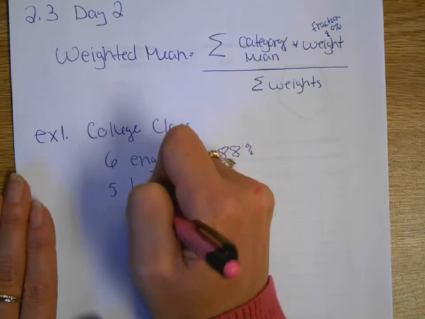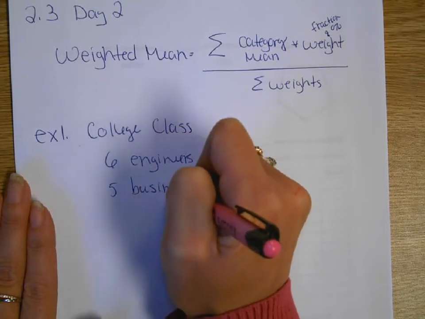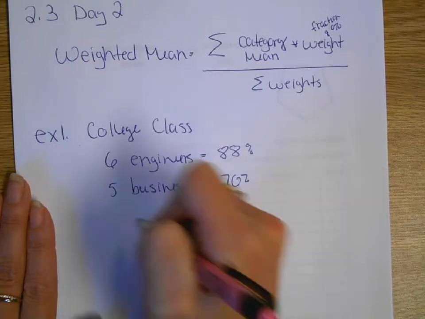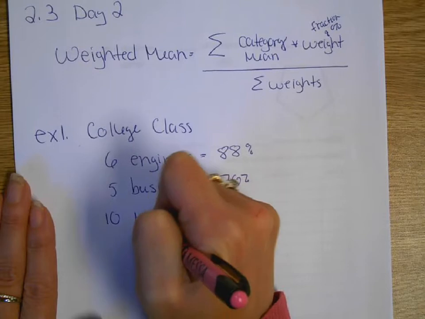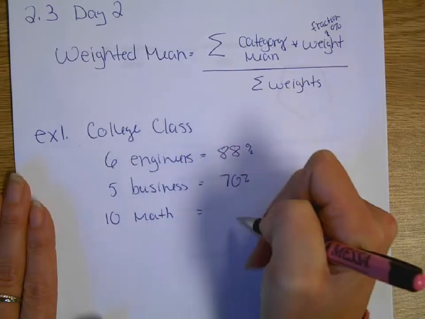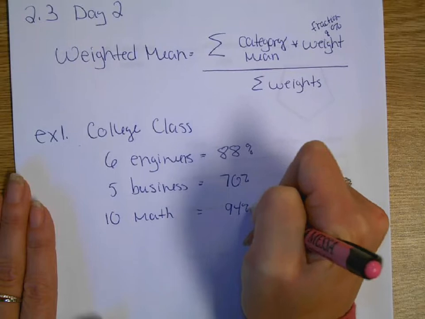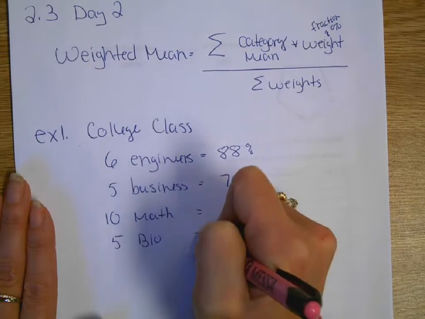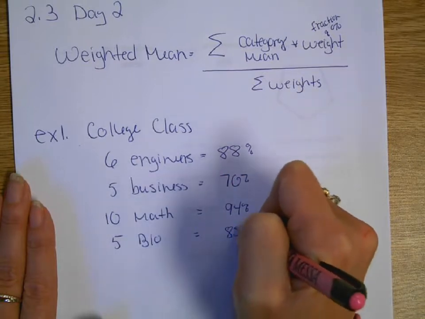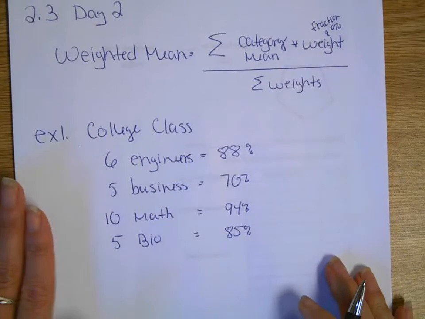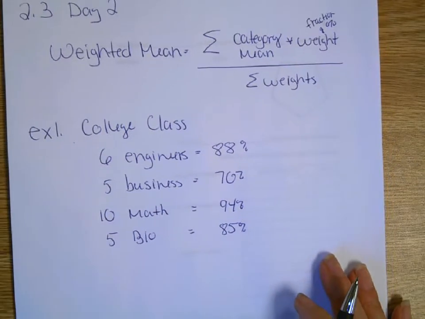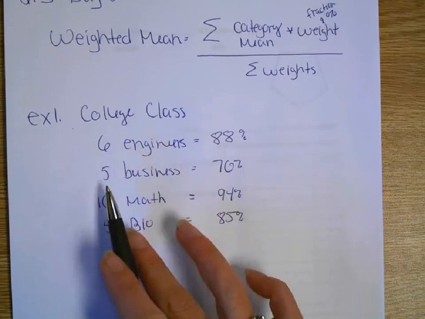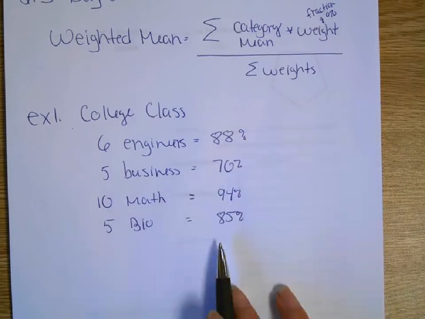We have 5 business majors. Their average was a 70%. 10 math majors. Their average score was 94%. And we have 5 biology majors. And their average score on this assignment was an 85%. And what we want to do is estimate the class average, because we don't know what each individual score was for these 6 people or these 5 people or these 10, but we have their overall averages.